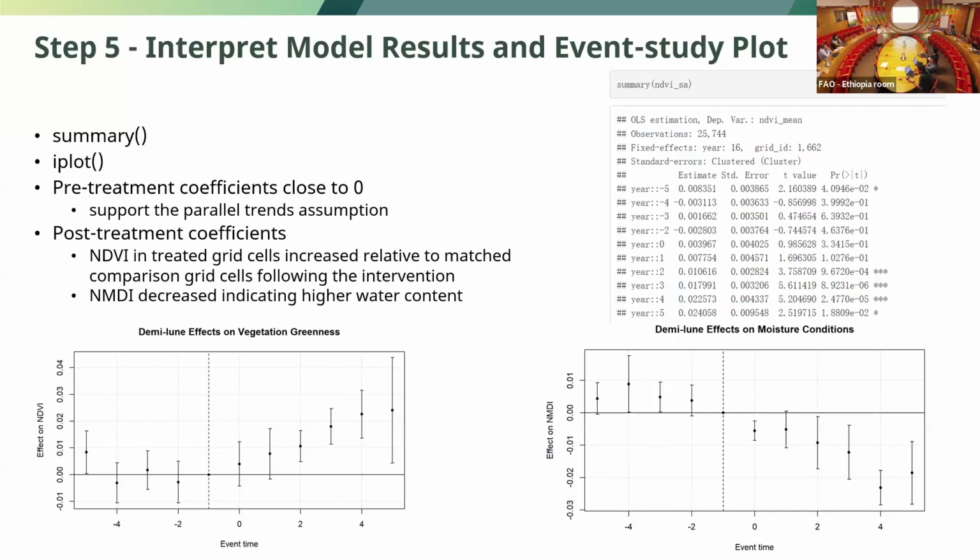Yeah. So for the drought index, we can see a decrease here. A smaller NMDI actually indicates more soil moisture. So this represents that the soil moisture after the Demi-lunes actually gets better.